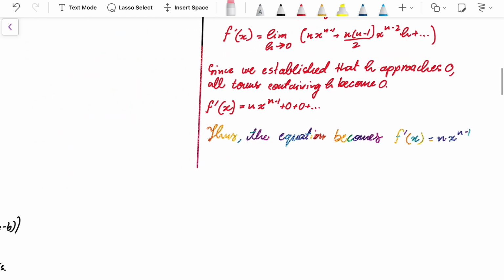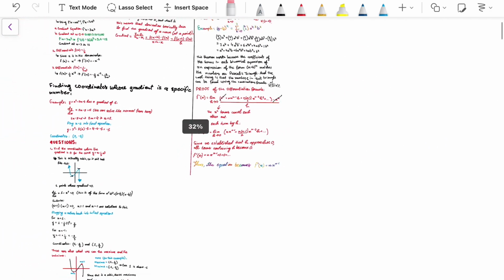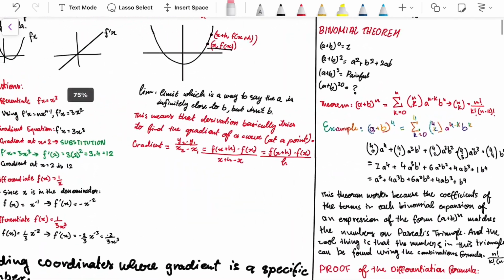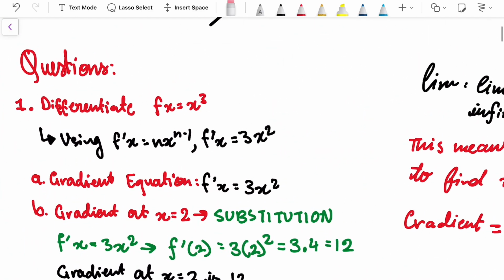Anyways, so this is how this formula kind of came to be. Now let's look at some questions real quick. So we want to differentiate f(x) equals x cubed. We use our formula, which is f dash x is equal to nx to the n minus 1. So f dash x becomes 3 comes to the front, and we do 3 minus 1, so it becomes 3x squared. Does that kind of make sense?